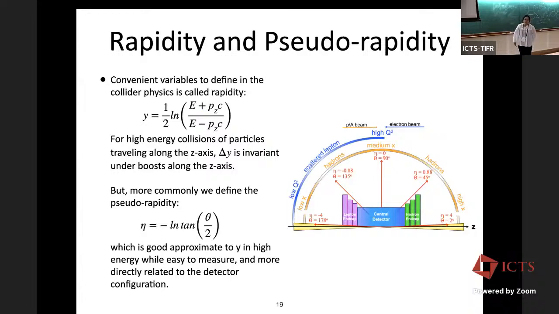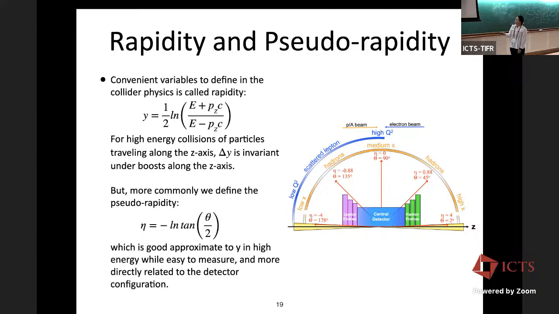All right, so I will define one more variable related to the collider, which is called rapidity and pseudorapidity. This is not a parameter that you would be familiar with if you're from a fixed target background, but it is very commonly used for the collider. So it is a very convenient variable to define. It's defined from the energy and the longitudinal momentum of the particle. And for high energy collisions, the difference between two particles' rapidity is invariant under the Lorentz boost along the z axis, because the beam goes along the z axis. So it makes it a little bit easier when you do some calculation.